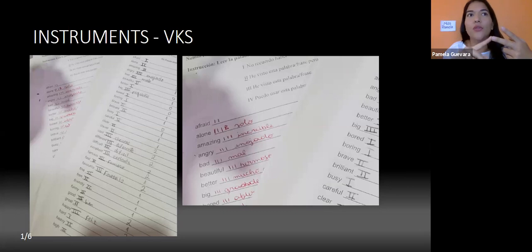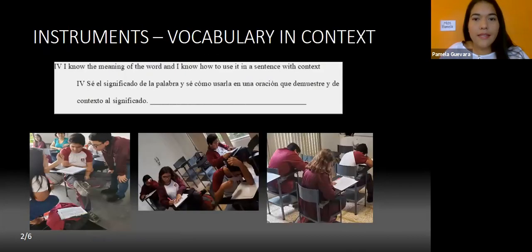after the study, I know that they increased not only the amount of words that they learned, but also the use of these words in context. How did I measure this? This is the vocabulary in context: I know the meaning of the word and I know how to use it in a sentence with context. And they would write the sentence that they thought was correct. This was prior to the study, before the study.